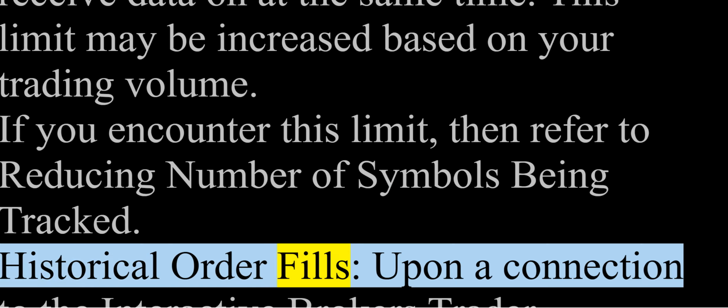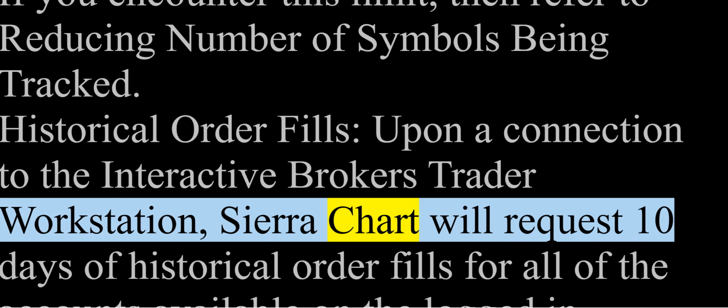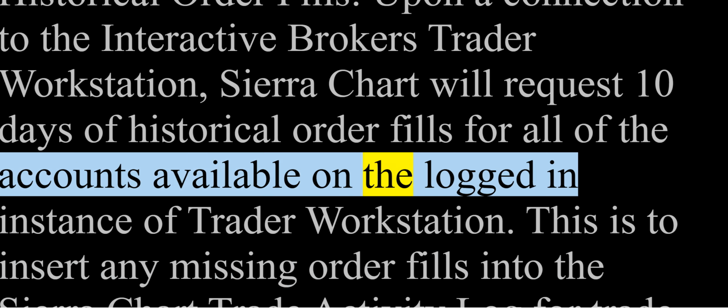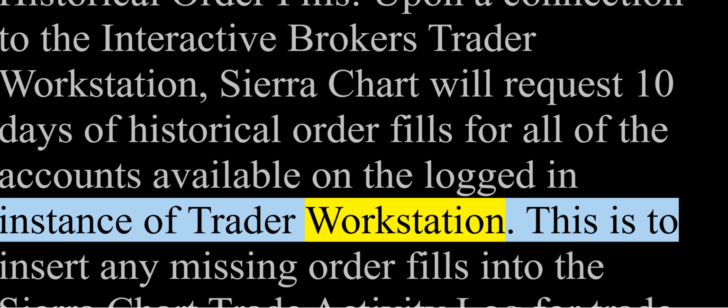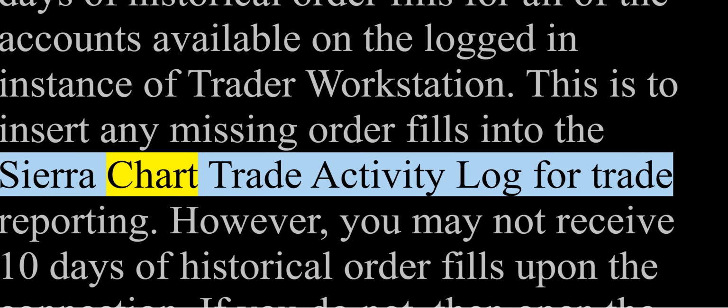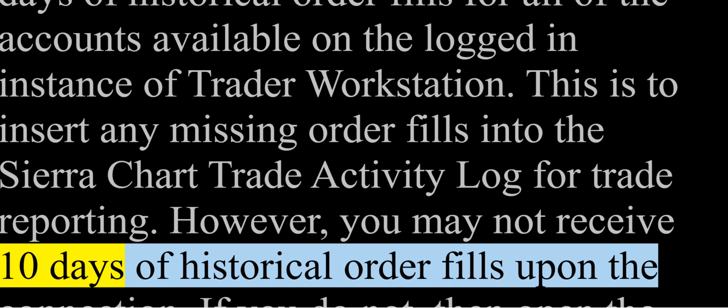Historical order fills. Upon a connection to the Interactive Brokers Trader Workstation, Sierra Chart will request 10 days of historical order fills for all of the accounts available on the logged-in instance of Trader Workstation. This is to insert any missing order fills into the Sierra Chart Trade Activity Log for trade reporting. However, you may not receive 10 days of historical order fills upon the connection.